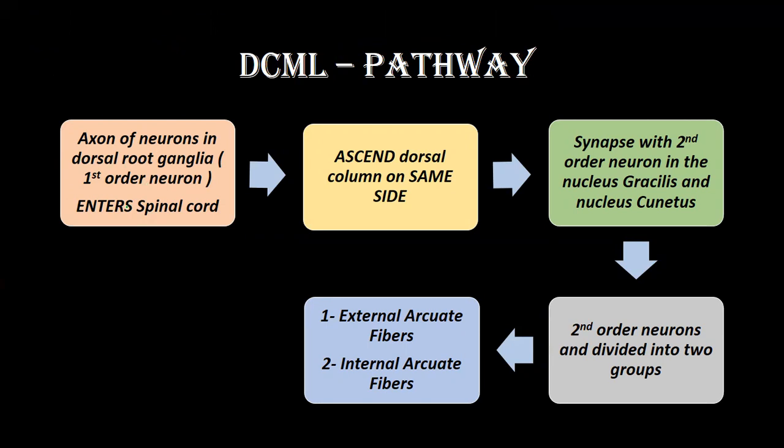So here is the complete pathway which we have discussed: the axon of the neuron in the dorsal root ganglia, the first order neuron, enters the spinal cord and ascends in the dorsal column on the same side, that is ipsilaterally. Then it synapses with the second order neuron in the nucleus gracilis and cuneatus. We have already seen that cuneatus is for the upper limb and gracilis is for the lower limb. Then the second order neurons divide into two fiber groups, that is external arcuate fibers and internal arcuate fibers.